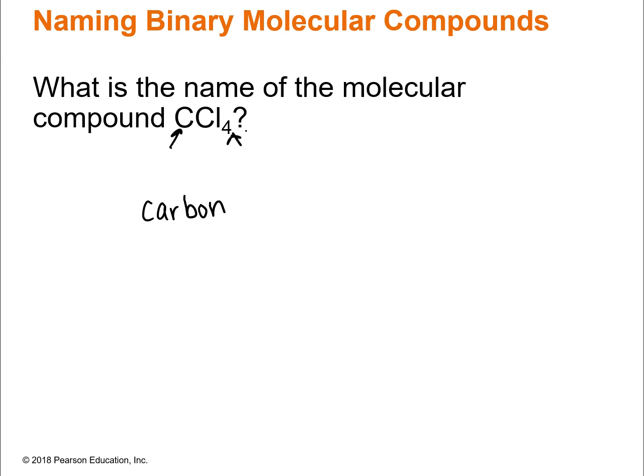For the second element, there's 4 of them. The prefix for that is tetra. Cl is from chlorine, so the first syllable is chlor. We're going to replace the rest of that word with IDE. The full name is carbon tetrachloride.